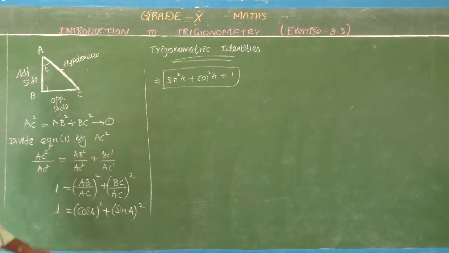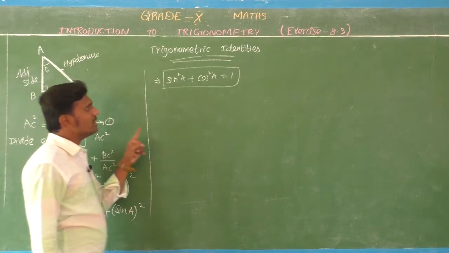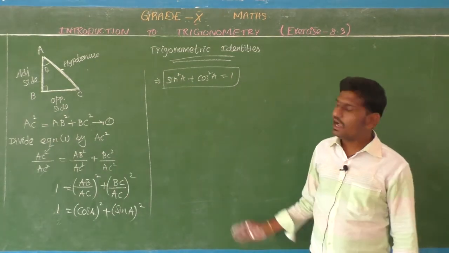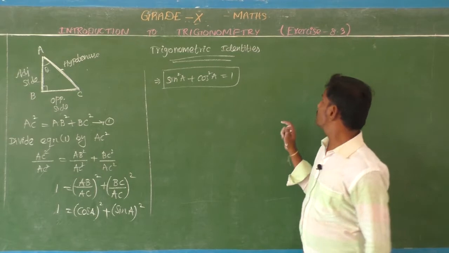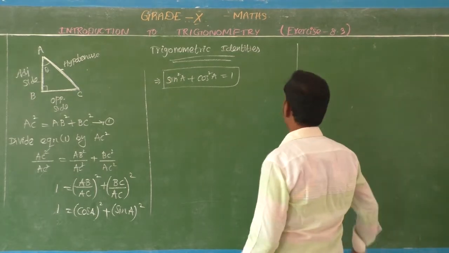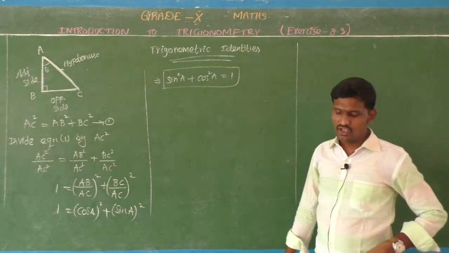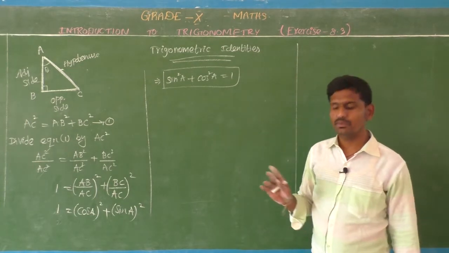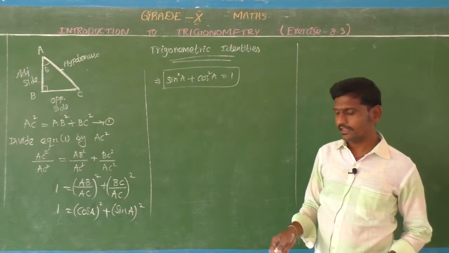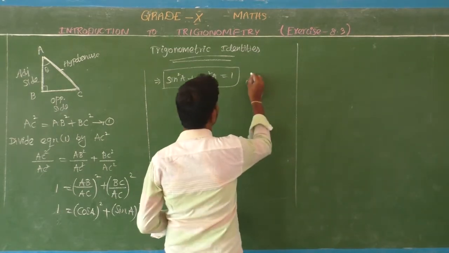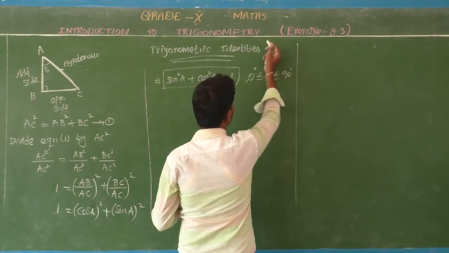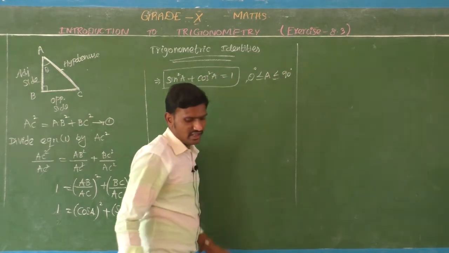That's all, students. So this is your first trigonometric identity, and this identity is true for some angles only, not for all. The identity will be satisfied when 0 degree is less than or equal to theta, which is less than or equal to 90 degree. Otherwise, that is your wish.